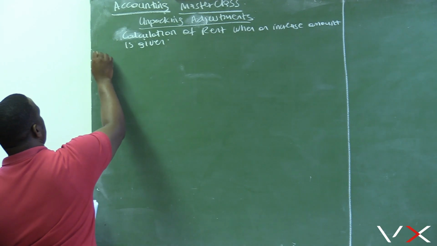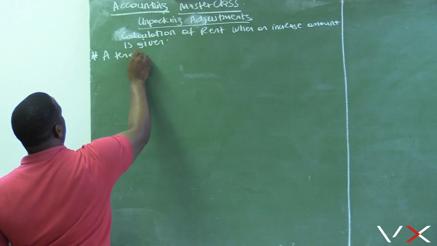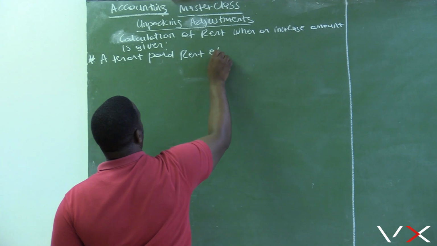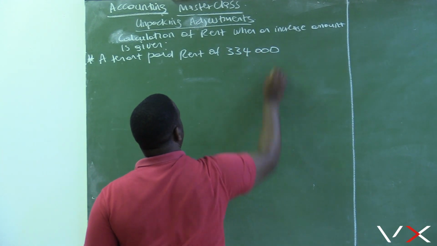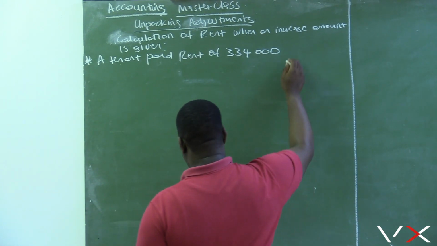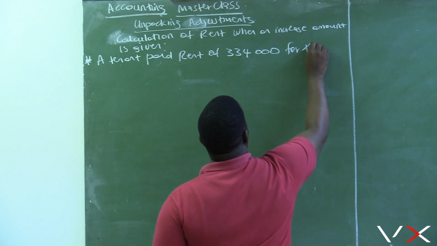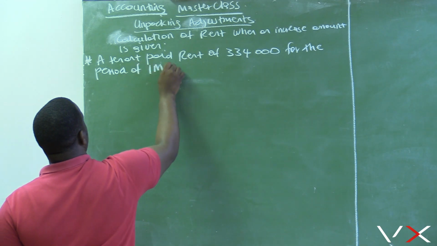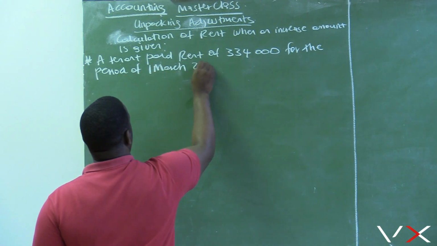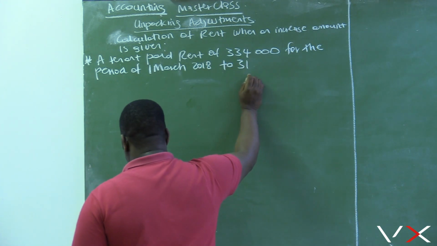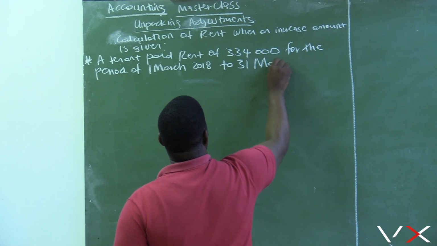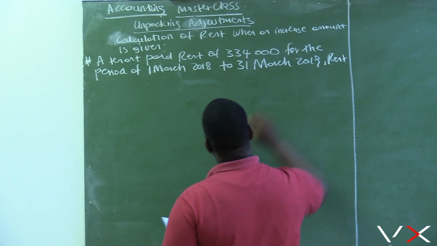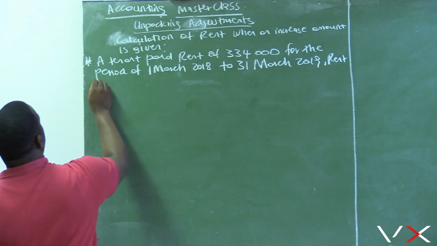Right, the adjustment. A tenant paid rent of 334,000 for the period of 1 March 2018 to 31st March 2019, and the rent was increased by 3,000 per month.